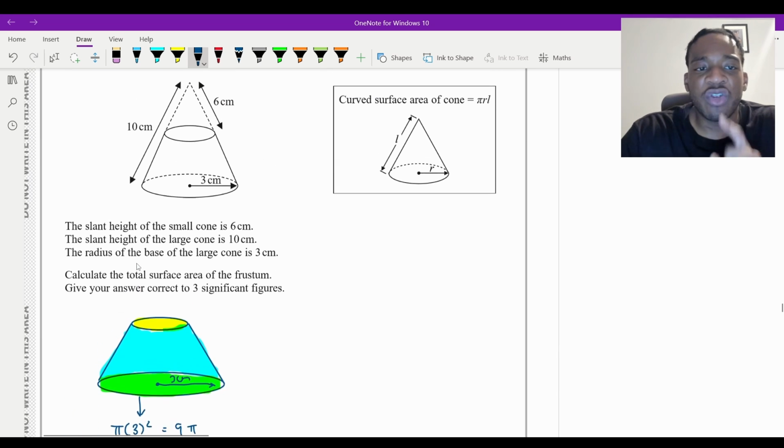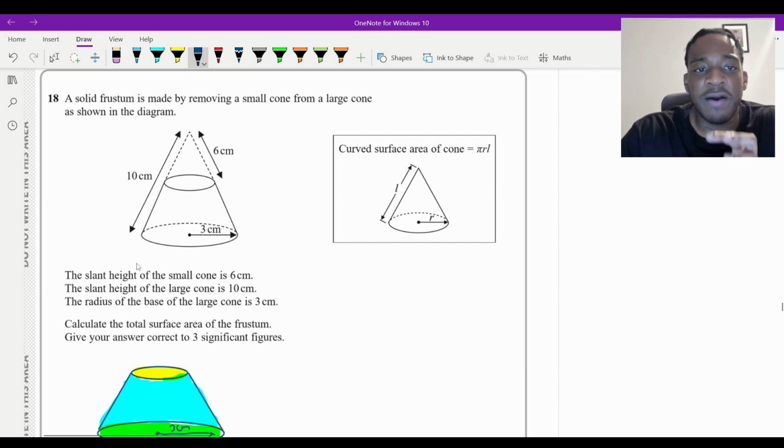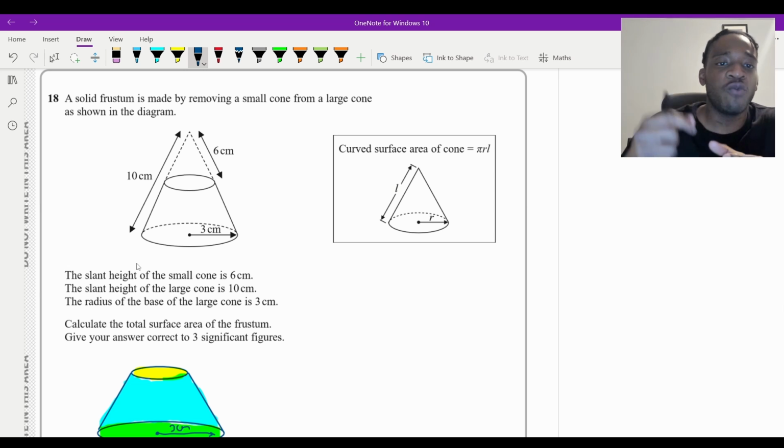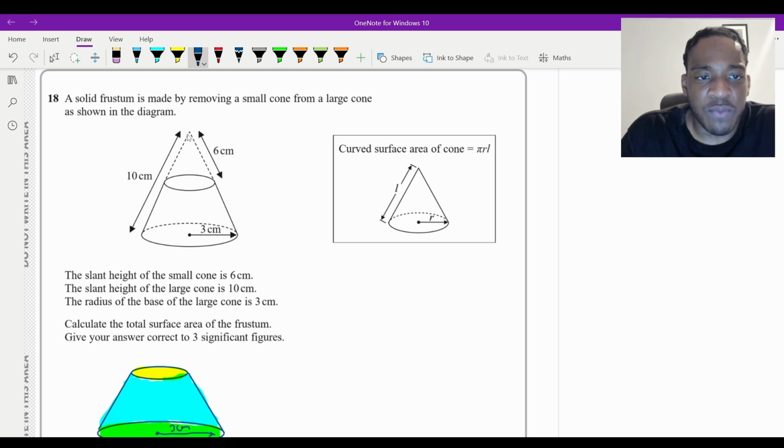Now, what you should always remember and recognize with cones, especially when you remove a smaller one from a large one, is that they're actually mathematically similar. And I'll show you why. For example, imagine we haven't removed the cone. There's an angle here. Now, if I remove the cone, then surely this angle, which I'll call theta, is going to be the exact same for the smaller cone and for the larger cone.